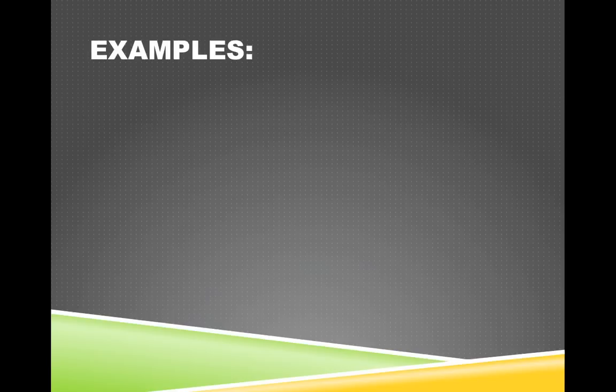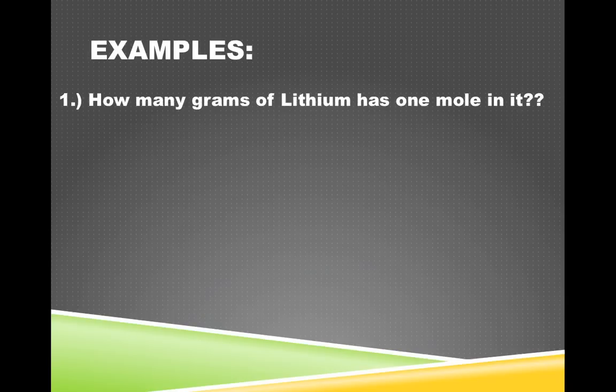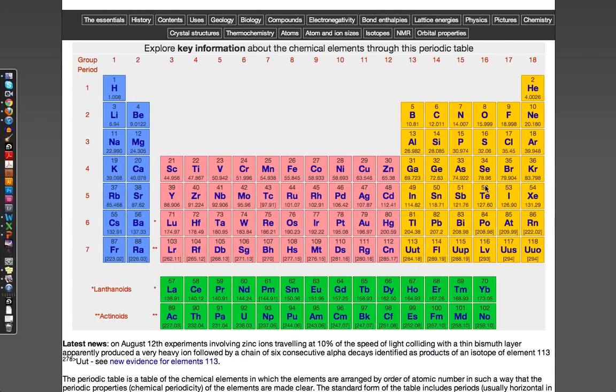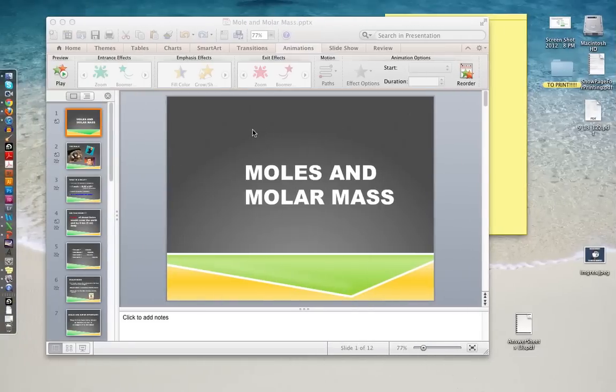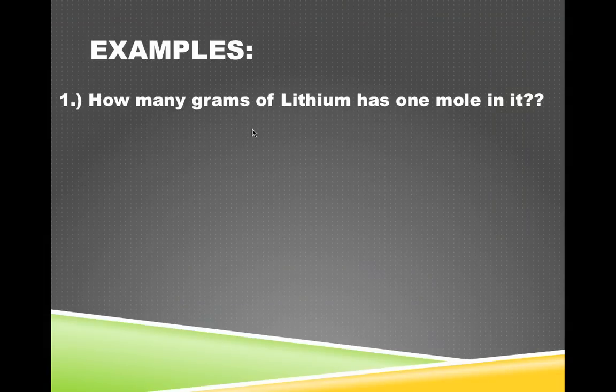So here's an example of questions. 1. How many grams of lithium has 1 mole in it? So how much does 1 mole of lithium weigh? Well, we're going to come over to our periodic table, and over here I find lithium right here, and the mass I read is 6.94. Okay? So 6.94, I'm going to actually round up to 7. So 6.94 grams or 7 grams.